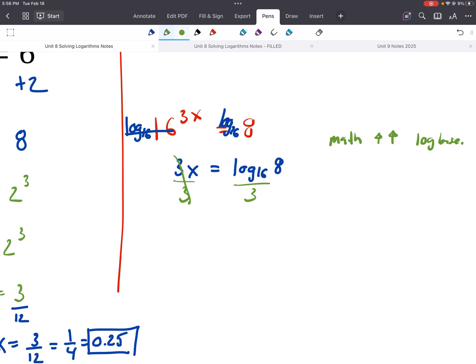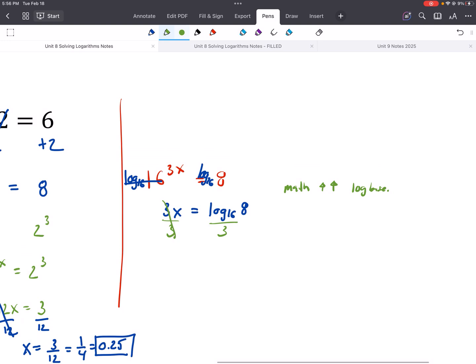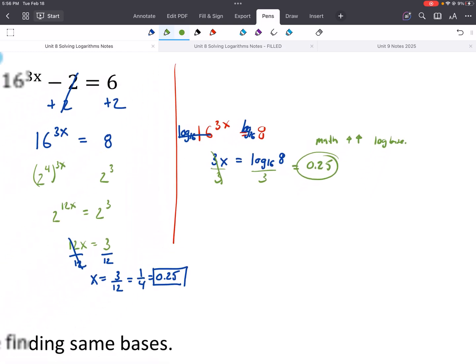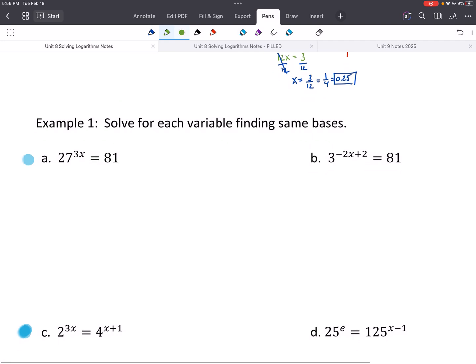Okay, there we go. It should give us 0.25 because it's the exact same equation, right? We're just solving it a different way. Okay. All right, let's go and try some others. Hopefully this will go a little quicker.